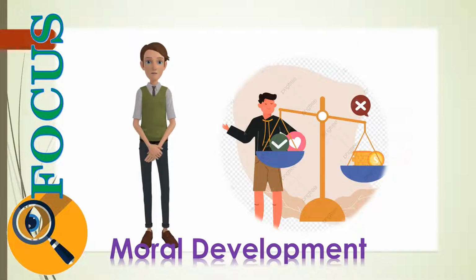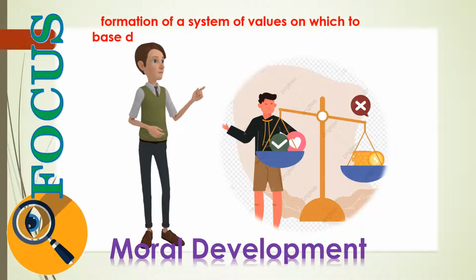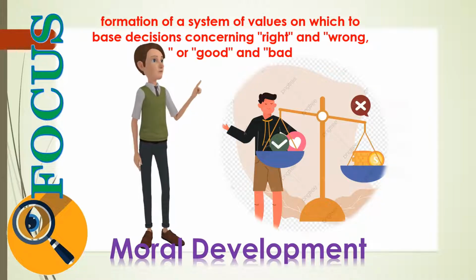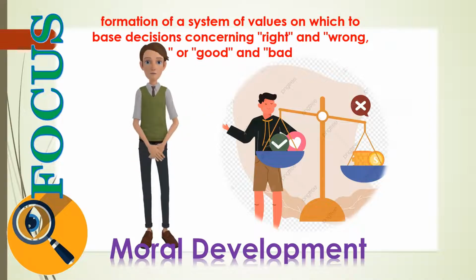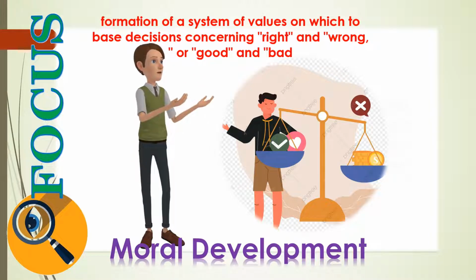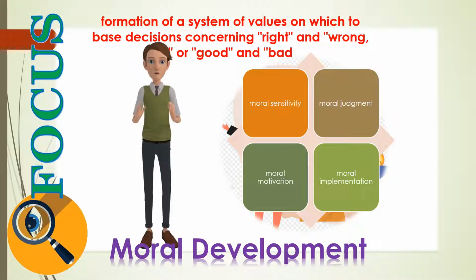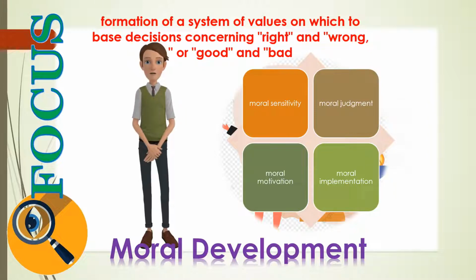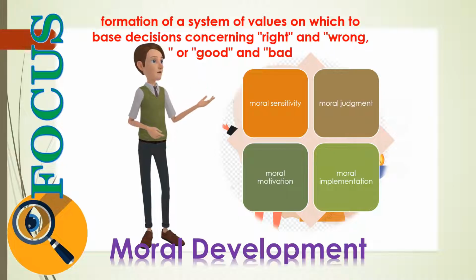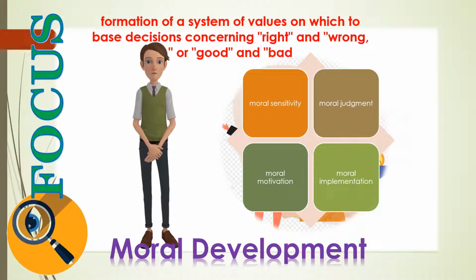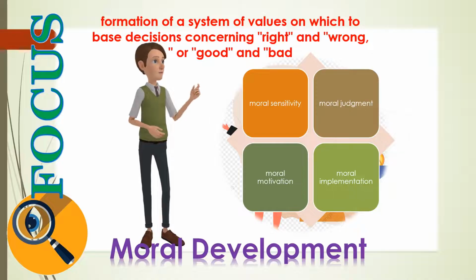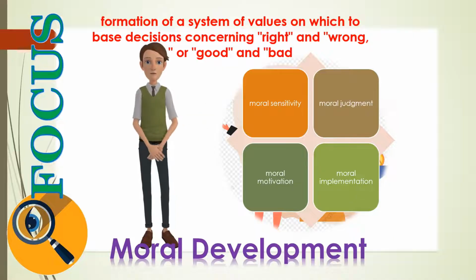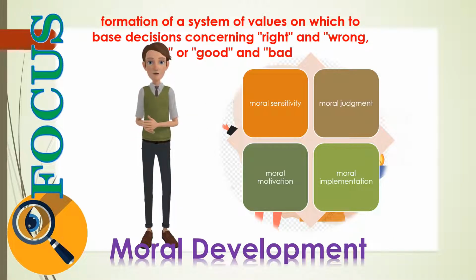Moral development involves the formation of a system of values on which to base decisions concerning right and wrong, or good and bad. The nature of moral development is described by its components, which are moral sensitivity, moral judgment, moral motivation, and moral implementation. Moral sensitivity is the empathy and cognition of the effect of various possible actions on others. Moral judgment is choosing which action is the most moral. Moral motivation is deciding to behave in the moral way, as opposed to other options. Moral implementation is carrying out the chosen moral action.